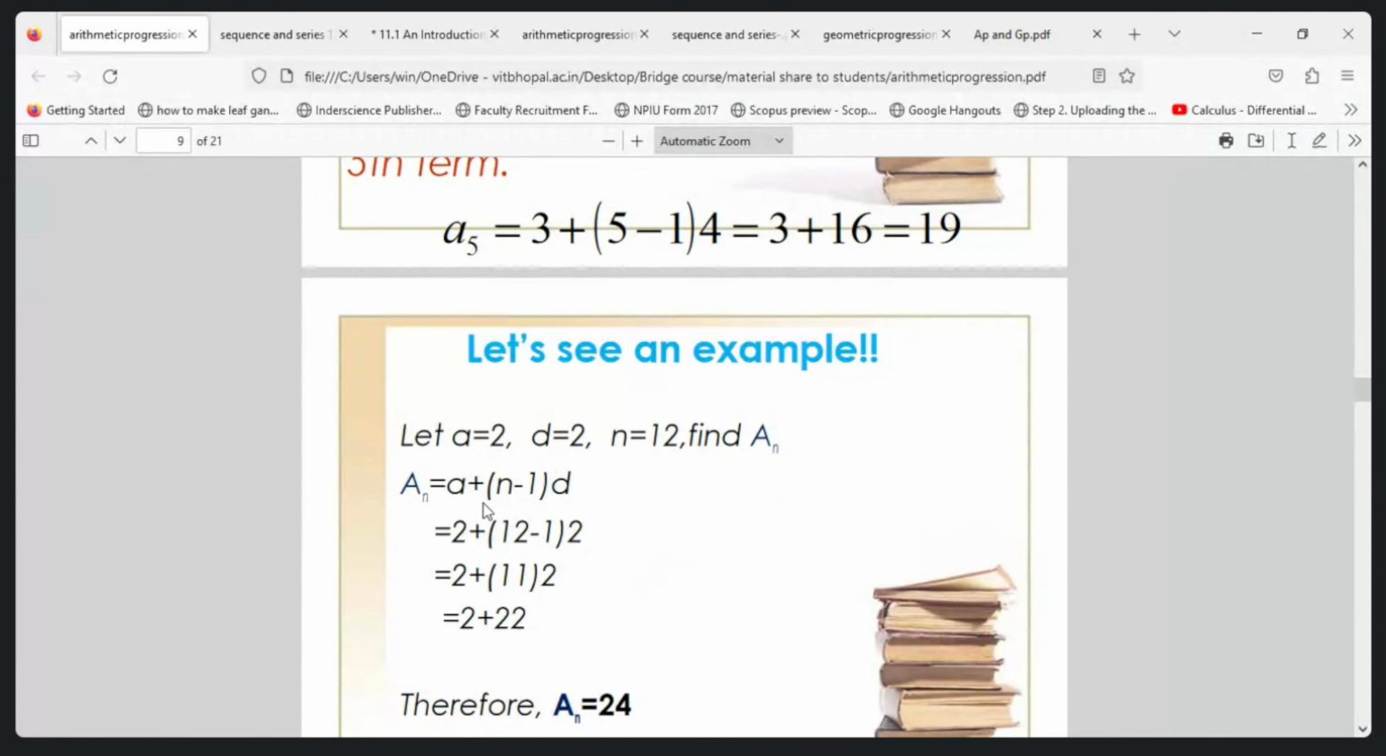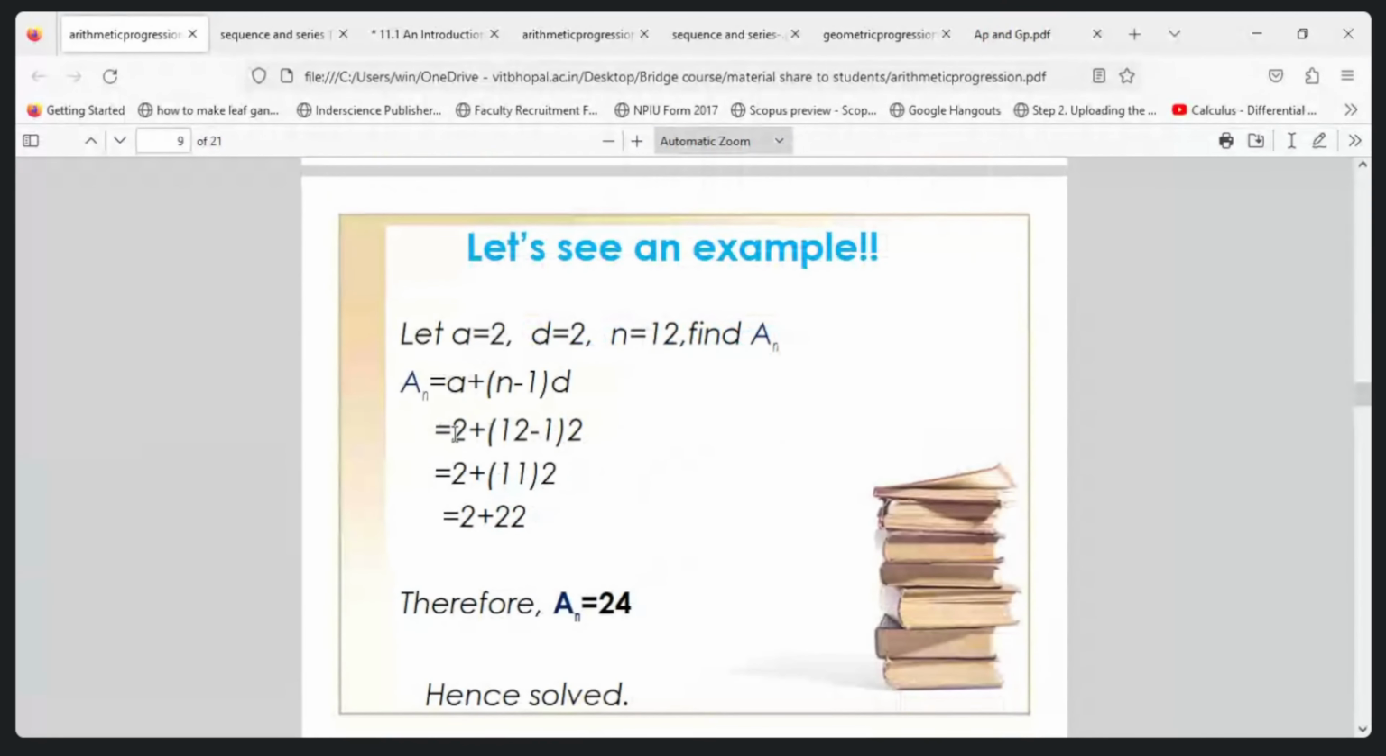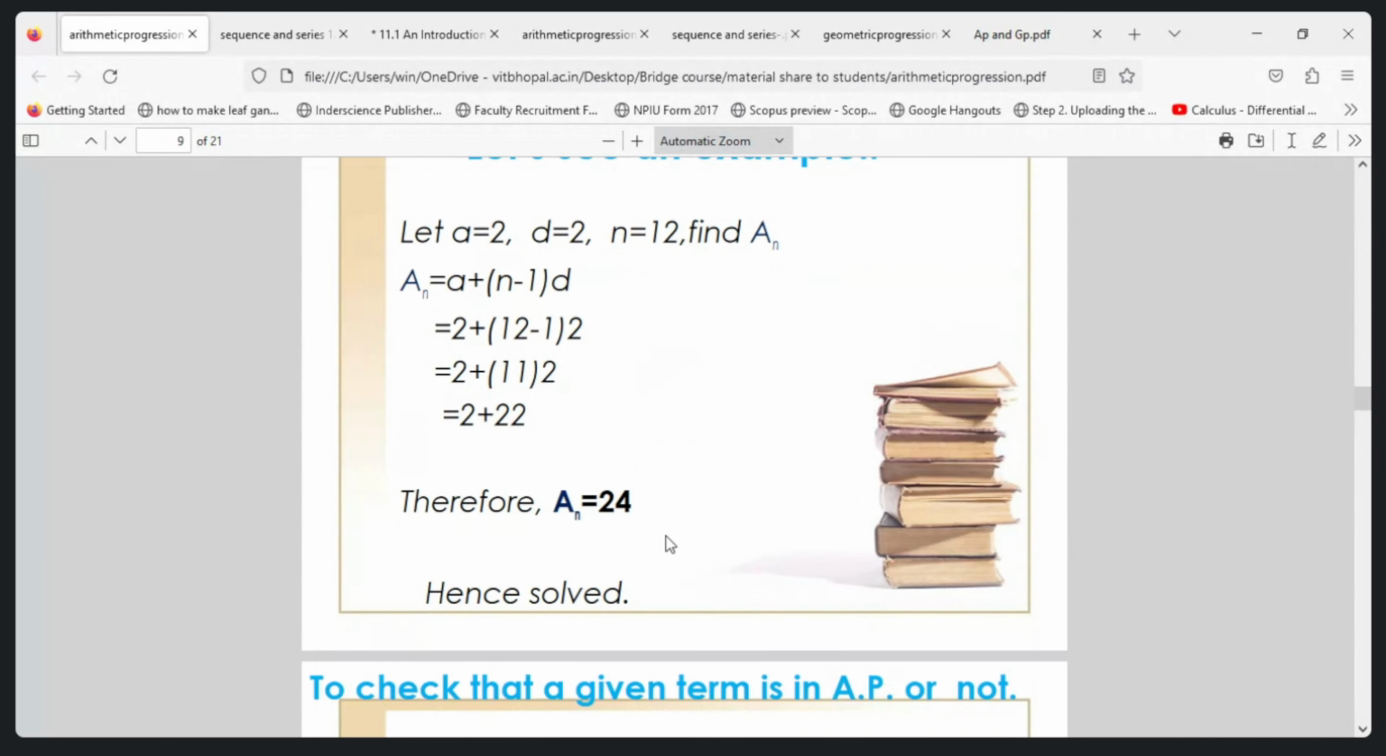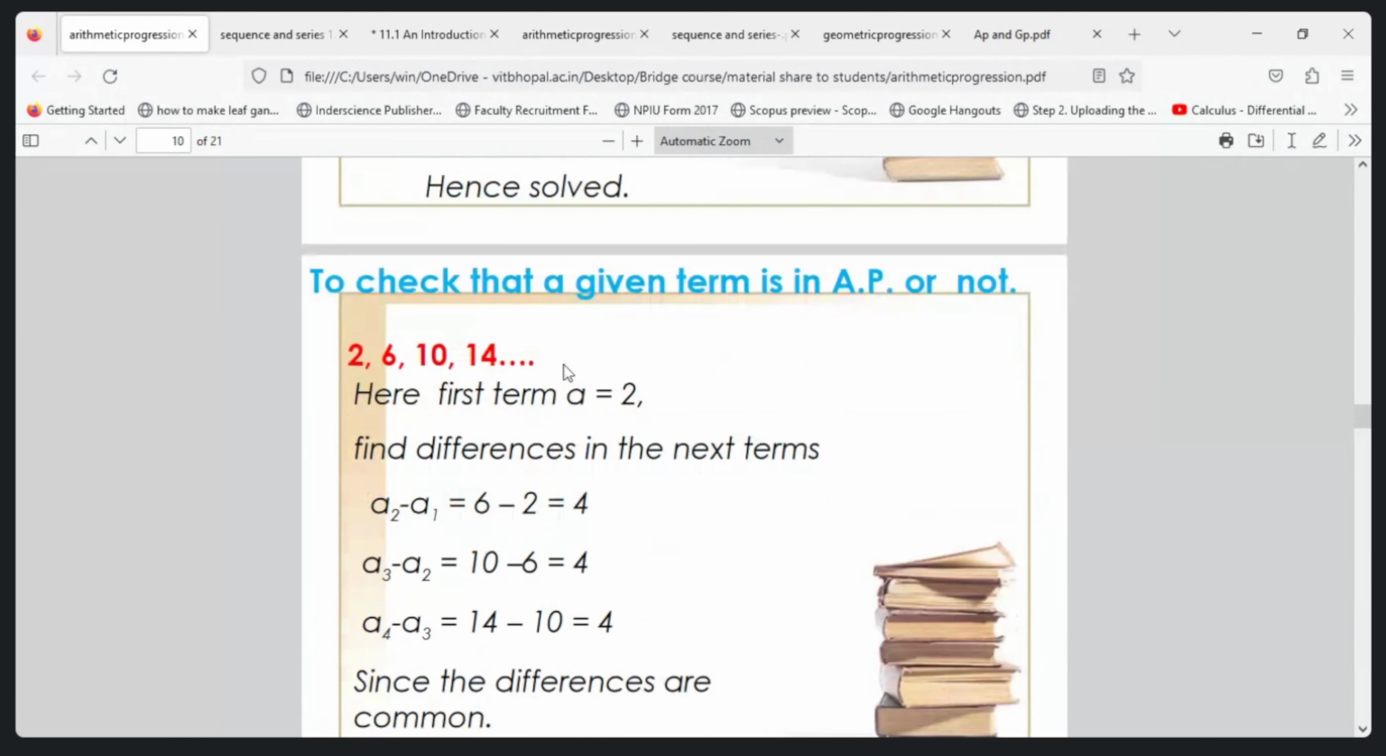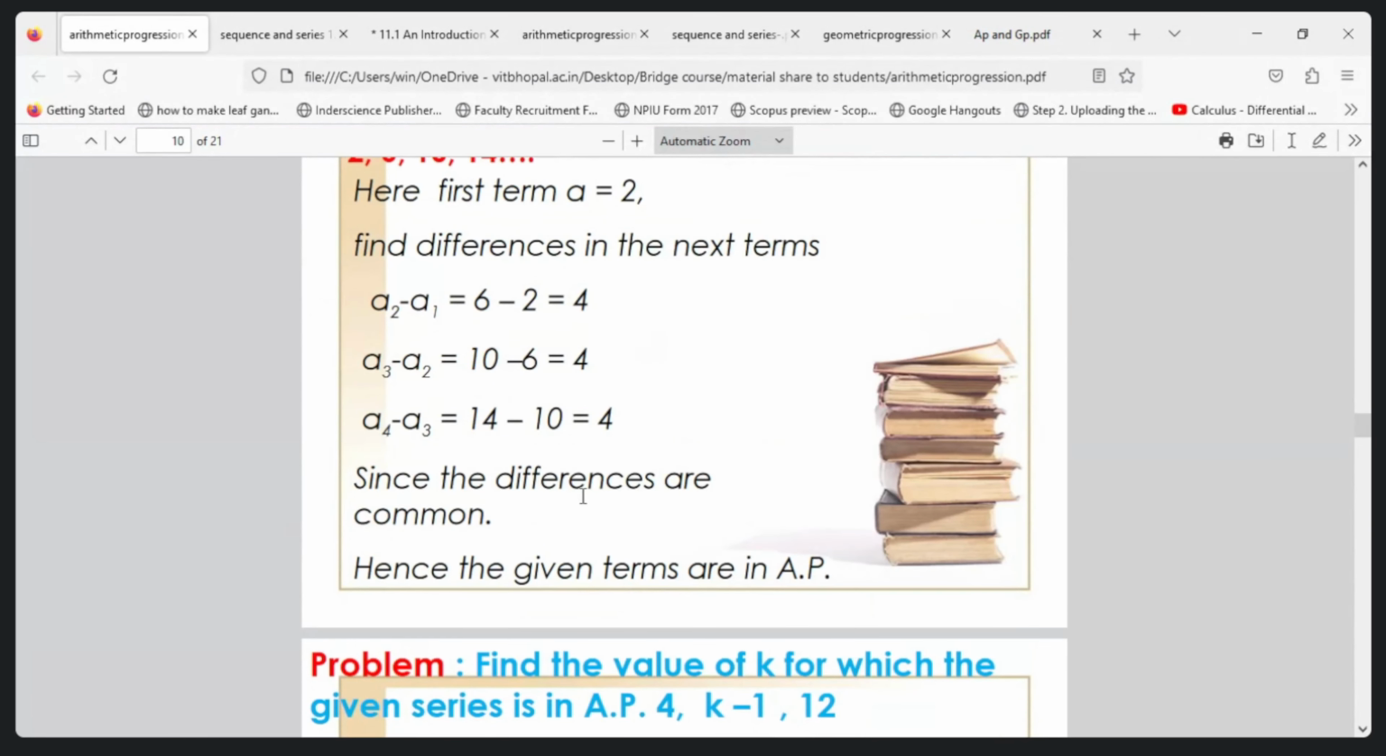Find An. An equals A plus (n minus 1) D. That is 2 plus (12 minus 1) into 2, which equals 24. Hence, we can say that 24 is the 12th term of the series. To check whether a given sequence is an AP or not: 2, 6, 10, 14. The first term is 2. The next difference is 6 minus 2, which is 4, 4, 4. Since the common difference is common, this is an AP.